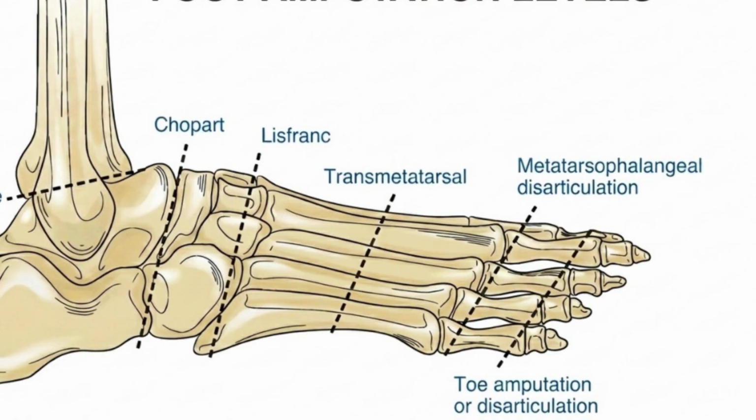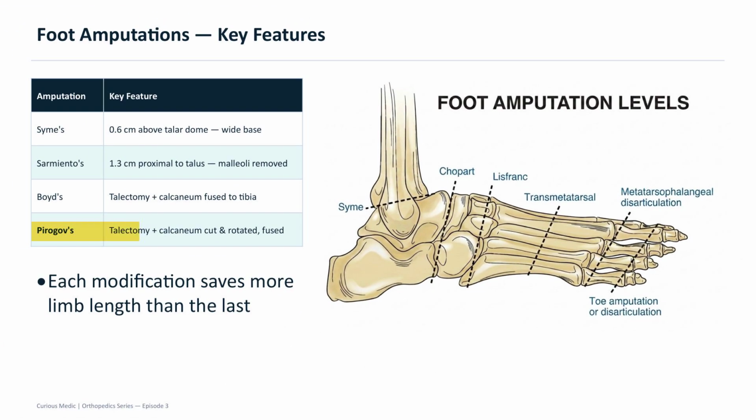Pirogov's amputation is the modification of Boyd's. After the talus is removed, the talectomy, the calcaneum is not simply fused in place. It is cut and rotated before being fused to the tibia. This rotation is the key difference from Boyd's, and it preserves maximum limb height. The goal of each successive modification is the same: save every centimeter of limb length possible.